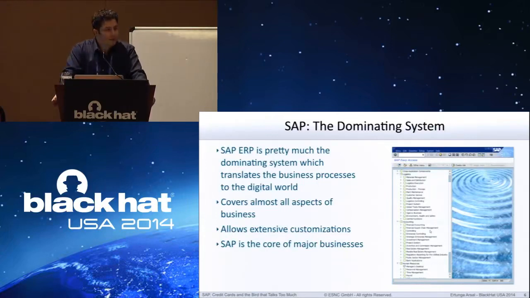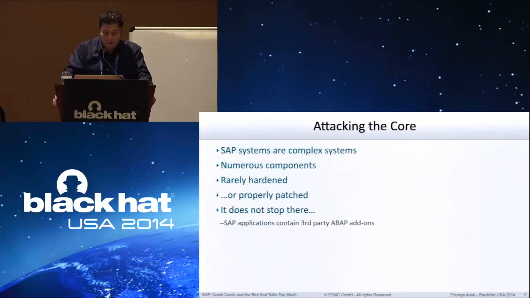These systems cover all different aspects of business. It can be procurement, it can be payments, HR, other parts of it. And in the SAP world, there's something called customizations. What this actually means is that SAP is a system which has its own runtime, and people are actually writing programs running on the SAP systems. This is somehow called customization, but it is in reality programming. So SAP is the core of major businesses, and attacking this core is not that difficult.